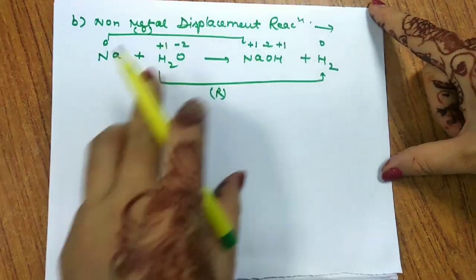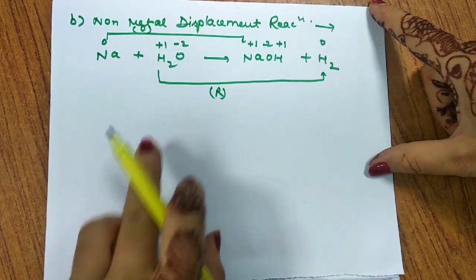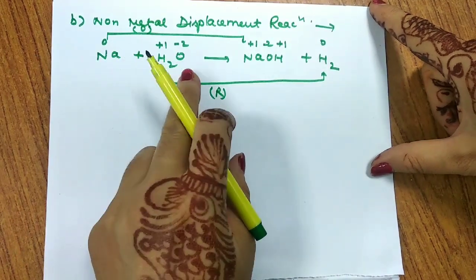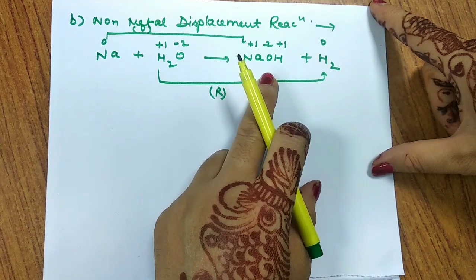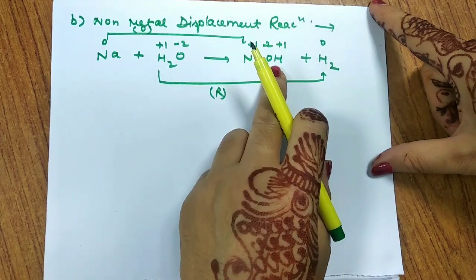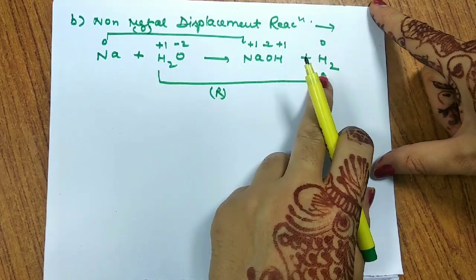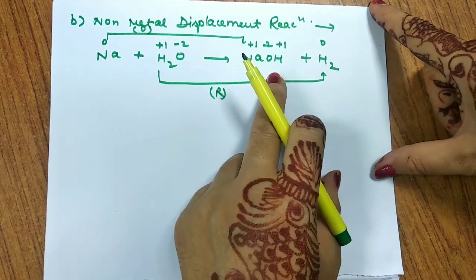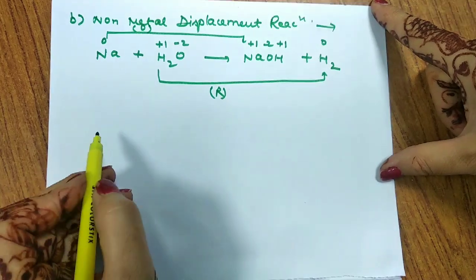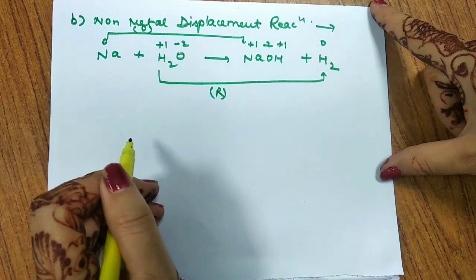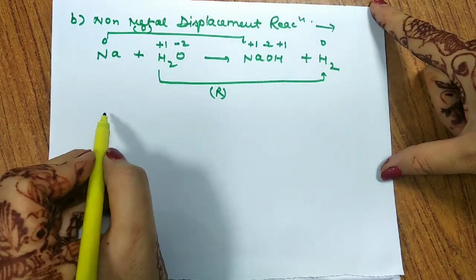Then what non-metal has been displaced in this case? Here we are having H and OH. So sodium comes with OH. So OH has been replaced. We are having H and OH. H comes out, OH goes with sodium. So this is how the reaction takes place. Let us take a few more examples.